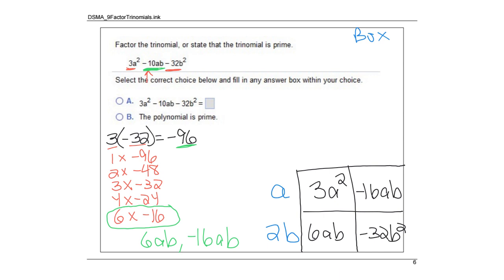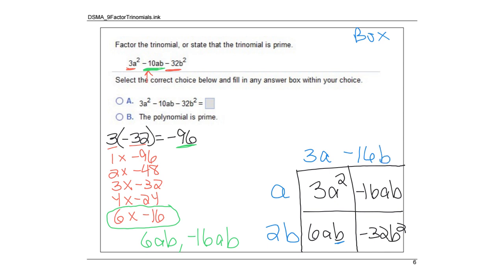Okay, now let's do the columns. So the first column, I have 3 and 6, so I can pull a 3. I have a squared and a, so I can pull an a. I can't pull a b because only the bottom one has a b. All right, and then finally, my last column, I have to pull a negative because the first term's negative. 16 goes into both of those, and it looks like I can pull a b.